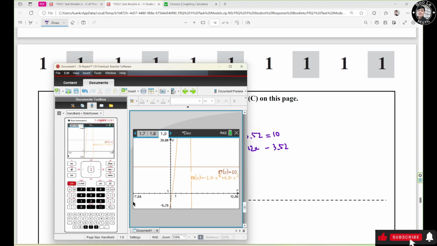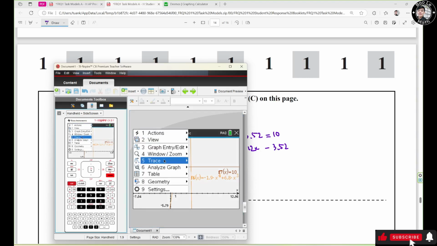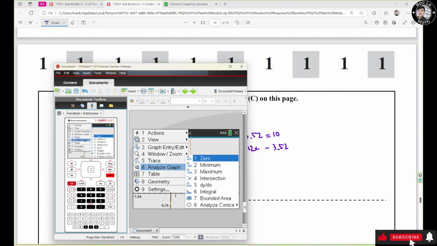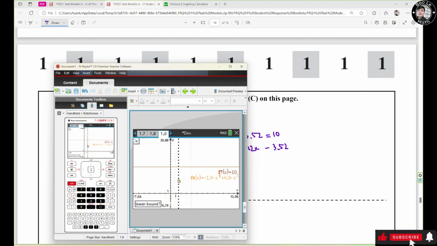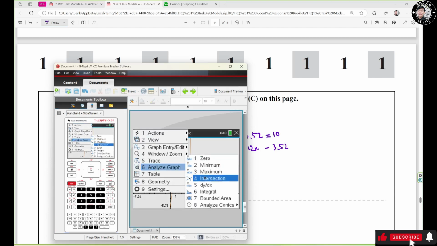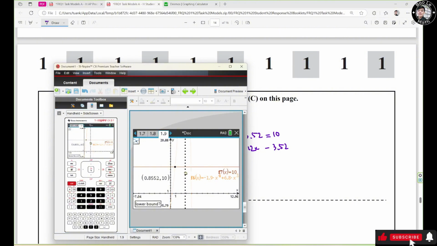So you need to hit menu, number 6, and number 4, intersection. For the left-hand side, move your cursor to the left, hit enter, move to the right, hit enter. You get the first intersection, 0.855. Now hit menu again, number 6, intersection, move to the left of the second intersection, then move to the right of the second intersection. It's going to be right here.